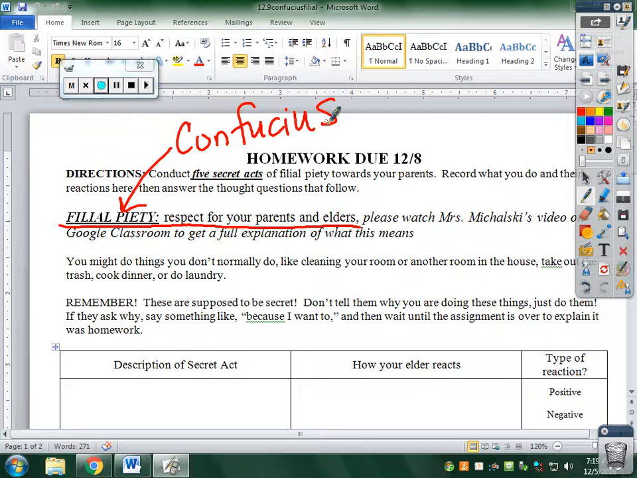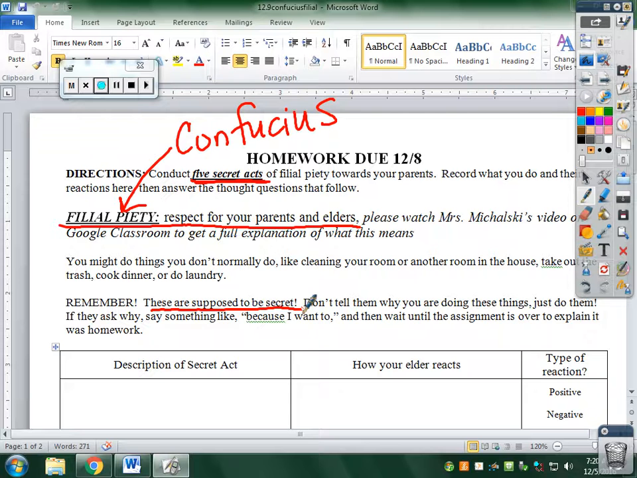So what I'm asking you to do this week is to conduct 5 secret acts of filial piety towards your parents or other adults. So what that means is you want to show respect for them in a variety of ways. So things students have done in the past are cleaning their room without being asked, or putting the dishes away after dinner, or helping to make dinner, but not telling them why. So remember, these are supposed to be secret, okay? So you don't want to tell them why you're doing these things. Just do them and see what they say.